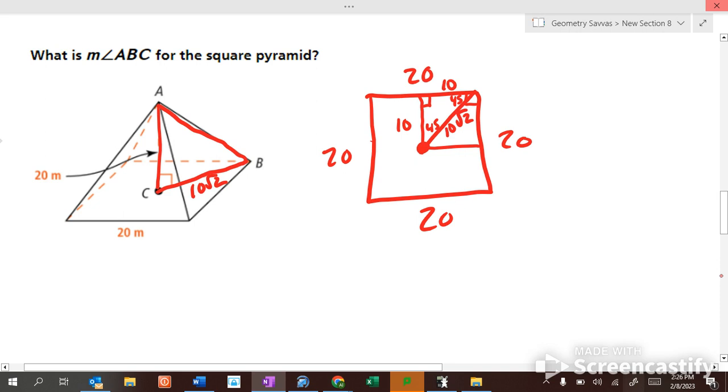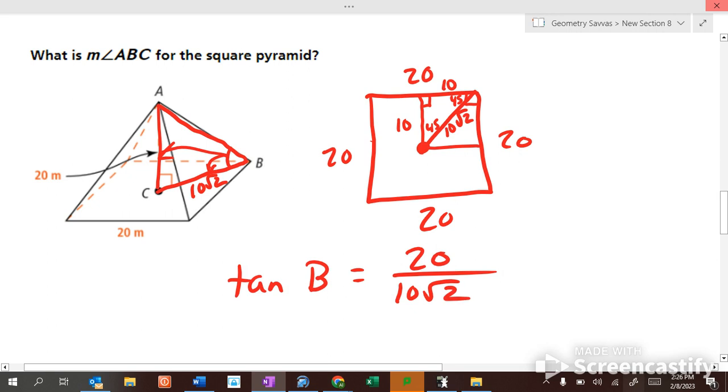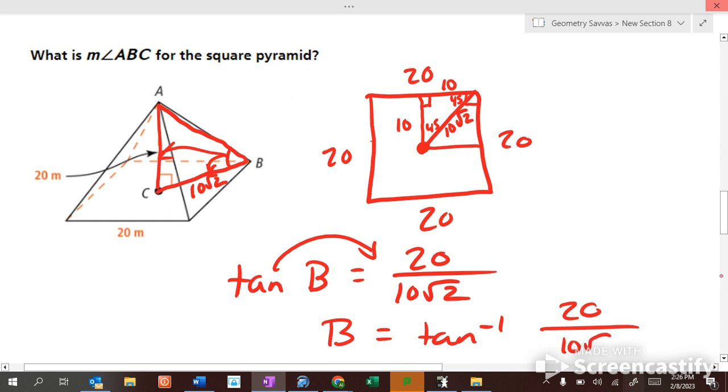That's 20. And we want to know this angle. That's opposite. That's adjacent. Opposite and adjacent, what trig function? Tangent of my angle B equals the opposite side, 20, over the adjacent side, 10 square root of 2. Now, you've got to know how to run your calculators. Because what we have to do is move the tangent to the other side, so B equals the inverse tangent of 20 over 10 square root of 2.